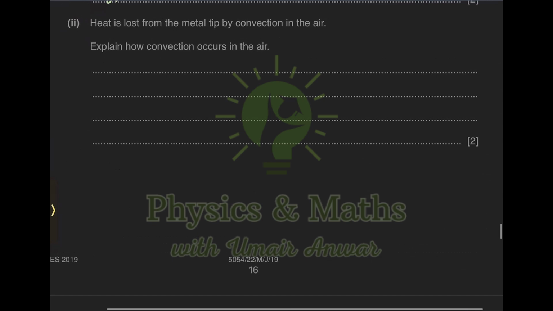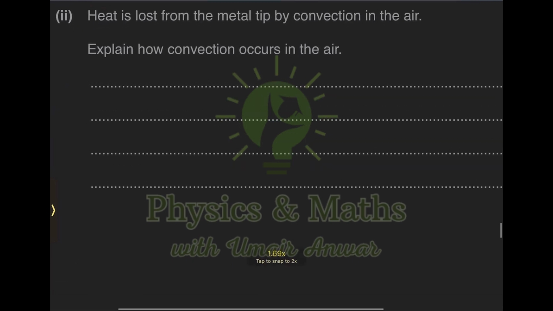energy throughout the metal. The next part says heat is lost from the metal tip by convection in the air. Explain how the convection occurs in the air. So for the convection, the air particles which come in contact with the metal tip, they gain energy, and since they become hot or heated up, their volume increases, they expand, they become less dense, and then they start rising. So when the hot air rises, the colder air comes down and replaces them.